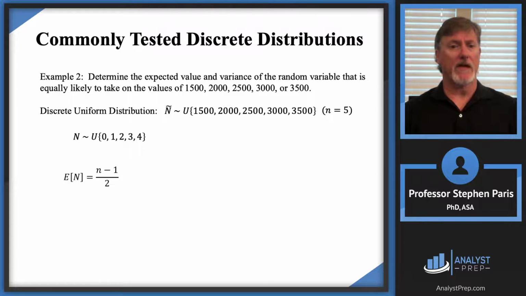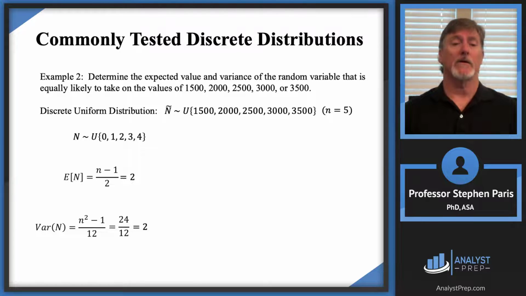The expected value of cap N here is (N minus 1) over 2. N is the number of points in your set there, so it's 5. So 5 minus 1 divided by 2 is 2. And then the variance is (N squared minus 1) over 12, which, plugging in an N of 5, you get 24 over 12. Actually, you get 2. So the expected value and the variance are actually the same for this 5-point basic or standard discrete uniform distribution.